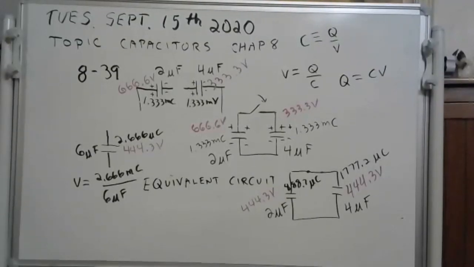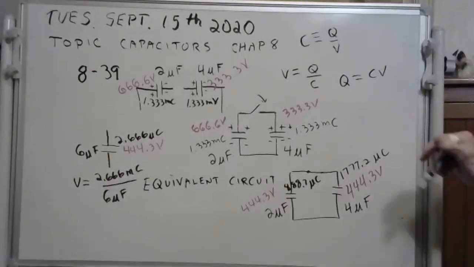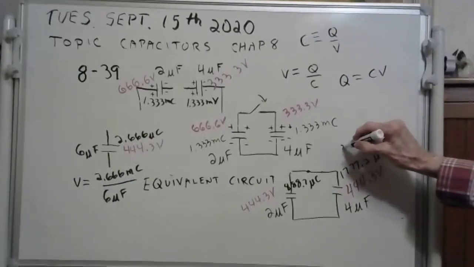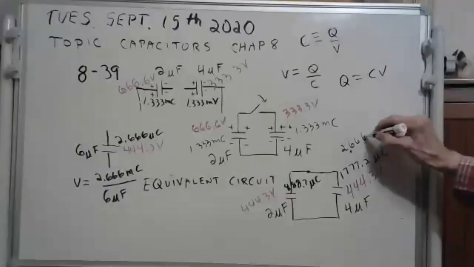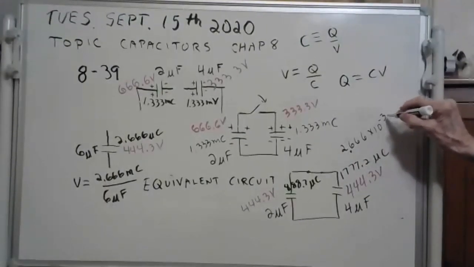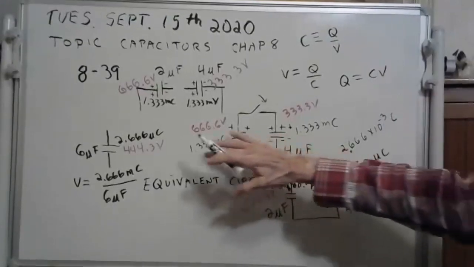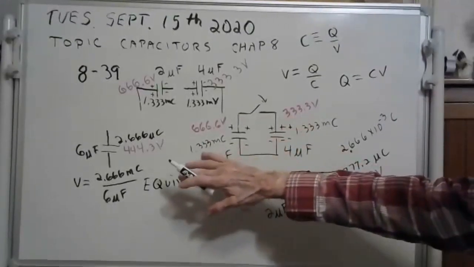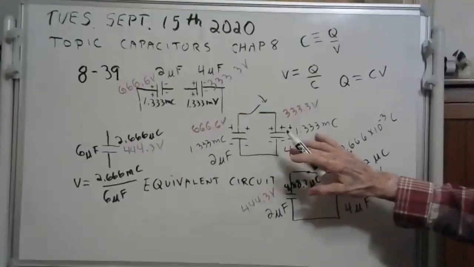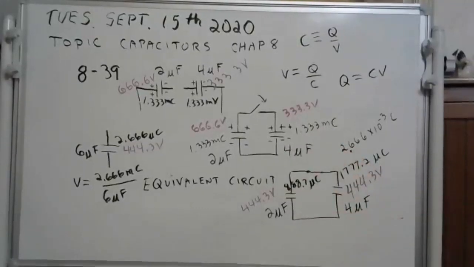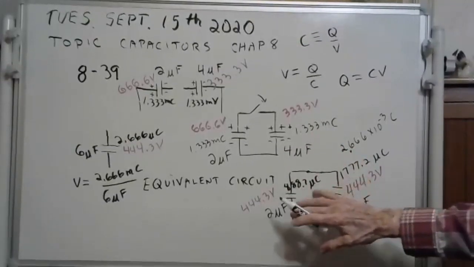1777.2 e to the minus 6 plus 888.7 e to the minus 6. Now, when you add those together, what you get is a total of 2.666 times 10 to the minus 3 coulombs. Well, if you add these together, do you get 2.666 times 10 to the minus 3 coulombs? Yes, you do. See, you got the same total charge.